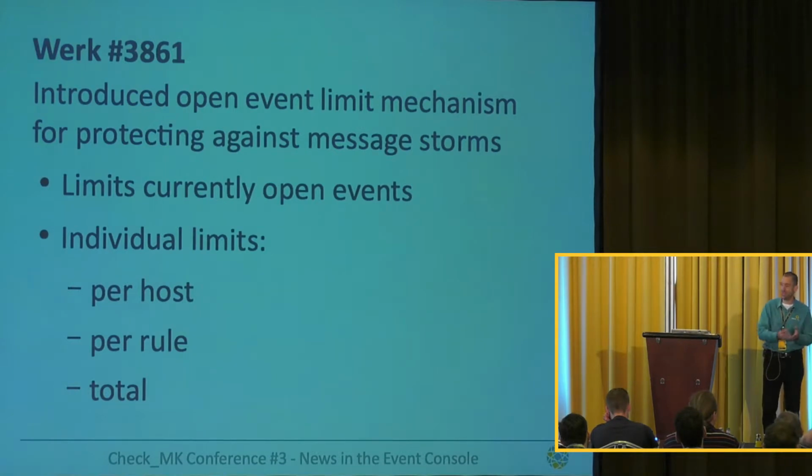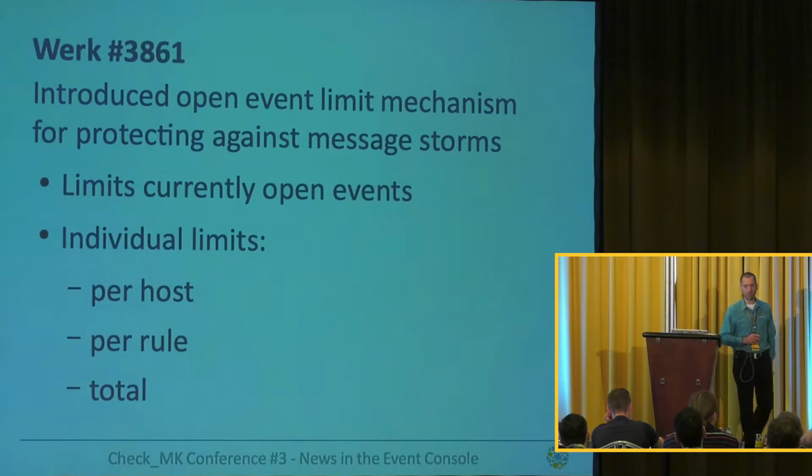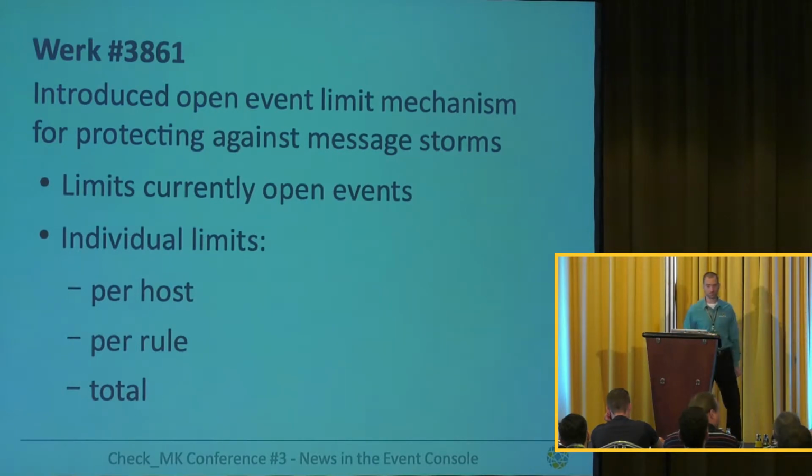So one SNMP trap, for example, is then just worked on by one rule. That rule might close up, and all the other notifications are still coming in, and you can still process them properly. So if all of that doesn't work, then we still have a total limit, but that's very unlikely because if you have so many notifications, they're either from one rule or one host. So they're of the same type.